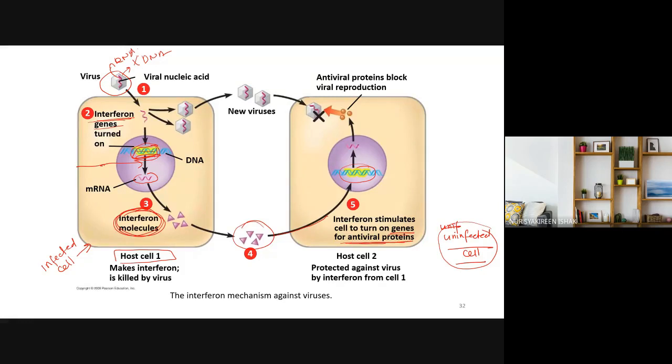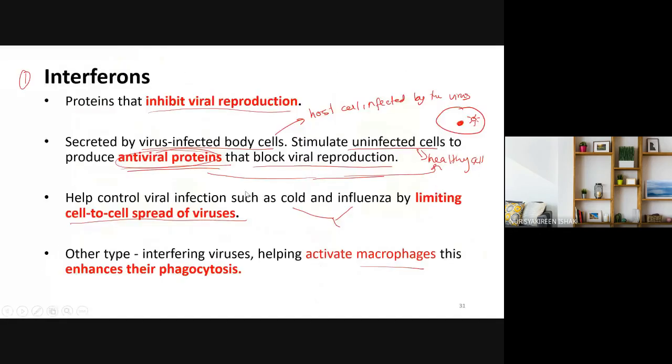So dia akan again stimulate or activate gene expression. So dia akan hasilkan mRNA through transcription, through translation it produces antiviral protein. So this antiviral protein will block the viral reproduction inside the uninfected cell. So this will prevent cell to cell spread of the virus. Okay.